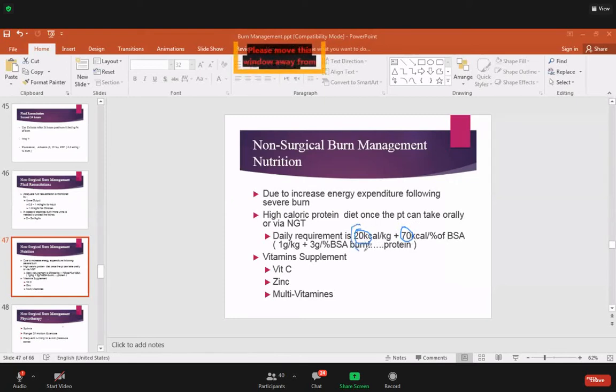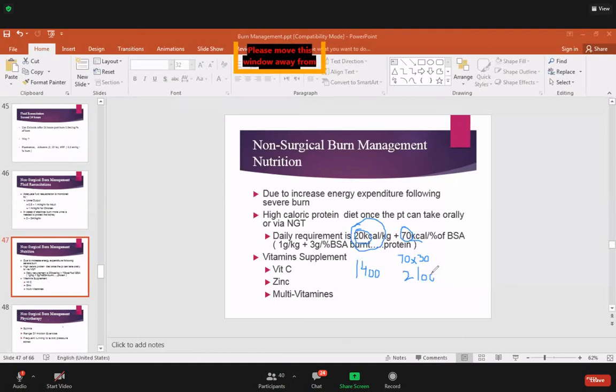So how will you calculate the baseline? You multiply 70 and 20. It is around 1400 kilocalories. So 1400 kilocalories is the baseline for the patient. But for his burn injury, you have to multiply 70 by 30, with 30 as the total body surface area burnt. So you will get 2100 here. So how much is the total? It is around 3500 kilocalories in one day that you have to give to this patient.